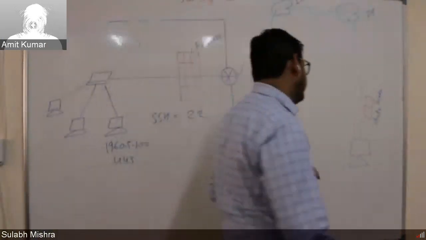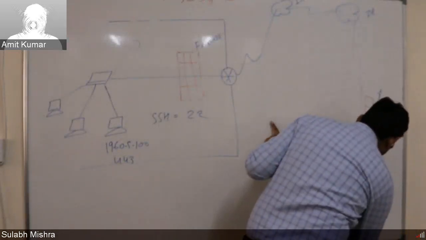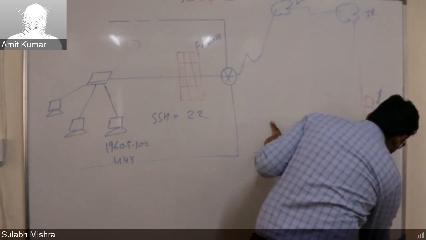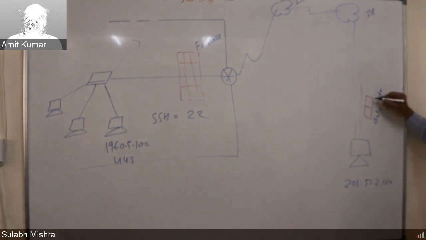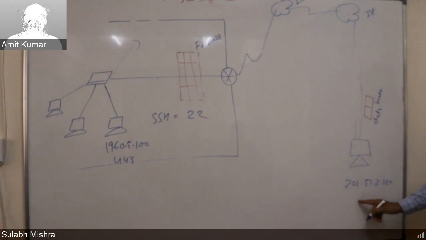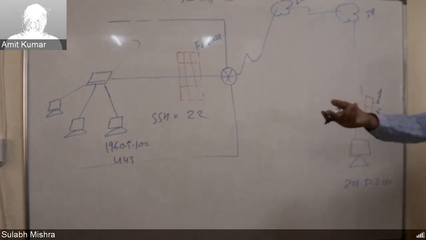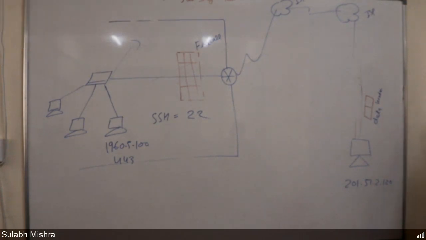So in the header, let's say the source IP is 201.51.2.120. The header will contain the source IP and source port. Source port, guys, mute your mic. Source port can be anything more than 1024. Generally, the source port will not be less than 1024.